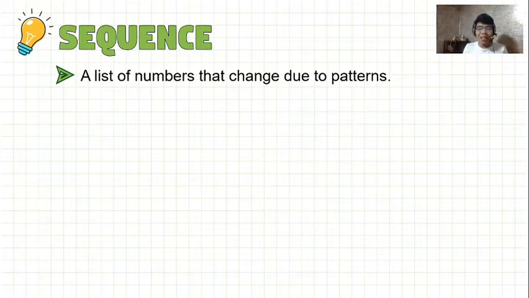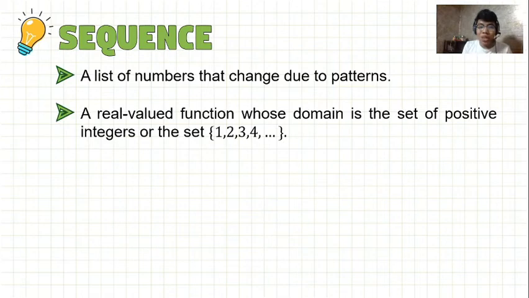So in mathematics, what is a sequence? A sequence is a real valued function whose domain is the set of positive integers, or the set containing 1, 2, 3, 4, and so on. So therefore, a sequence is actually a special type of function.